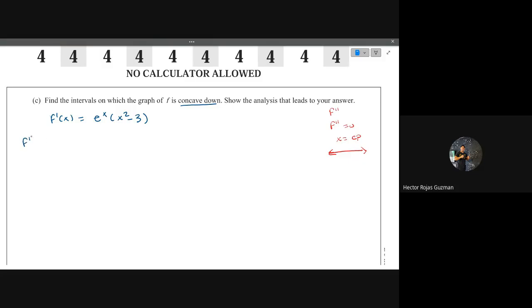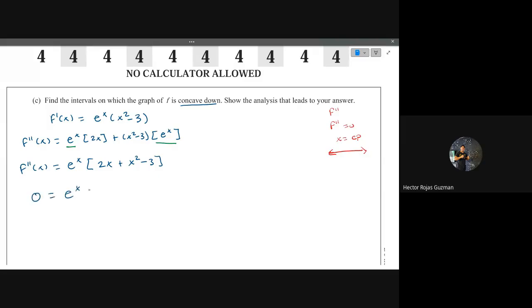So my second derivative, I'm going to get through the product rule. So it's the first times the derivative of the second plus the second times the derivative of the first. And just like in the previous problem, we're going to get a little clever. We're going to go ahead and factor out e to the x. That's our greatest common factor. F double prime of x equals e to the x, 2x plus x squared minus 3. Set it equal to 0.